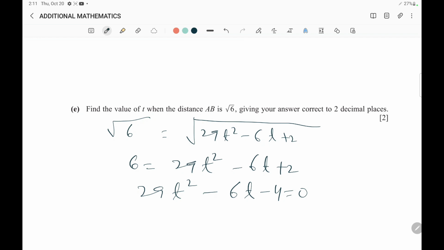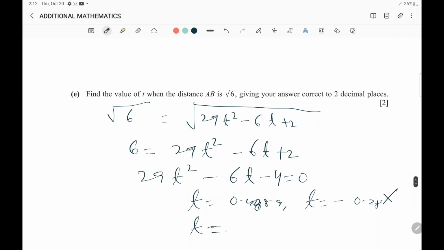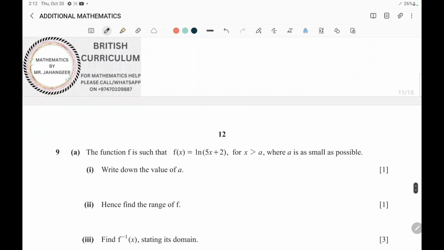I got the answers in surd form, like in root. So first is 3 plus 5 root 5 over 29. So t in decimal is 0.484889, and what's the other result? It's negative, minus 0.28. So guys, we have to reject that. T should be positive. So we can write t as 0.49, to 2 decimals, so 0.49 is the right answer. Okay, now move to the next question.